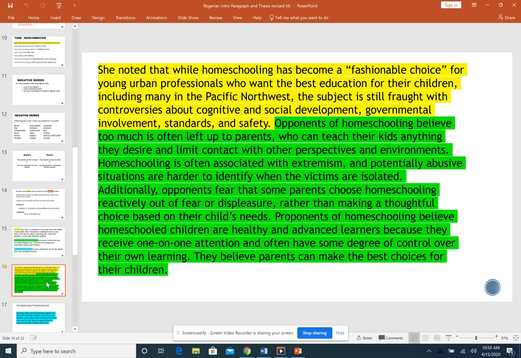She noted that while homeschooling has become a fashionable choice for young urban professionals who want the best education for their children, including many in the Pacific Northwest, the subject is still fraught with controversies about cognitive and social development, governmental involvement, standards, and safety. Okay, so that's my hook, talking about a fashionable choice and young urban professionals. That's my attention getter. Then this area in green is some background information about the topic, opponents of homeschooling, proponents of homeschooling, some of their different thoughts and ideas.